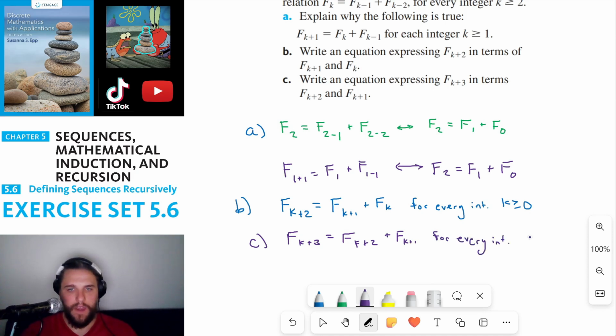In this case, we want to say that k is greater than or equal to -1, which feels a little weird because most of the statements that we've been working with are true for every integer n greater than or equal to 0, or n greater than or equal to 2, or n greater than or equal to 3. But this would be true for every integer k greater than or equal to -1.